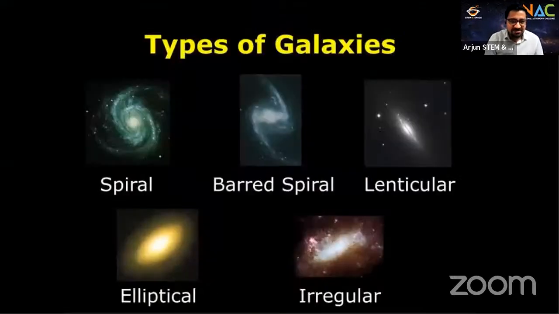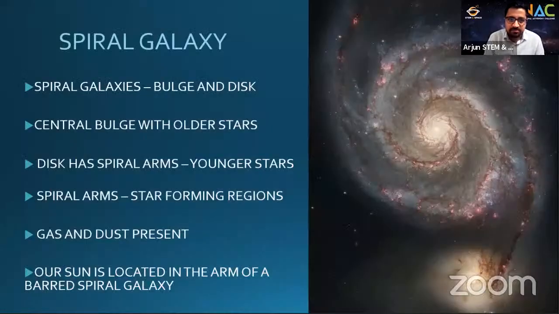And obviously, it was a very worthy name if you ask me. So if I were to tell you the types of galaxies, these are basically the different types of galaxies here: spiral, barred spiral, lenticular, elliptical, and irregular. So let me just get to that.